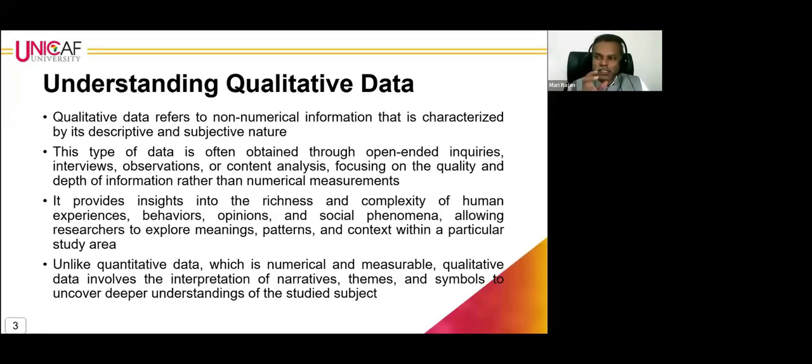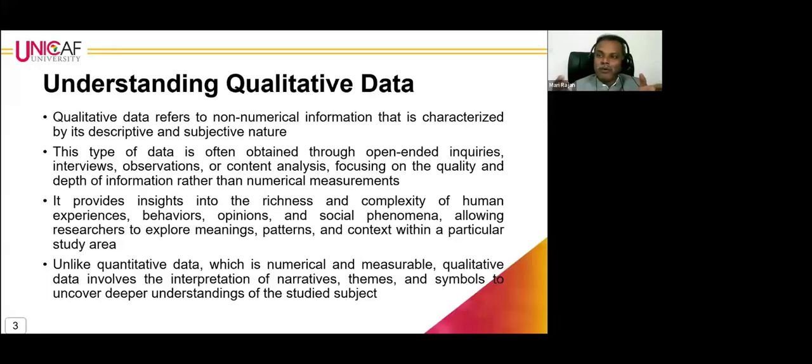So it focuses on deriving information from your respondents, in-depth information, not just a yes or no. It's more about going behind yes or no. You are asking for more in-depth information from this kind of data. Qualitative data provides a richness and complexity of human experiences, because you are collecting data from human beings.